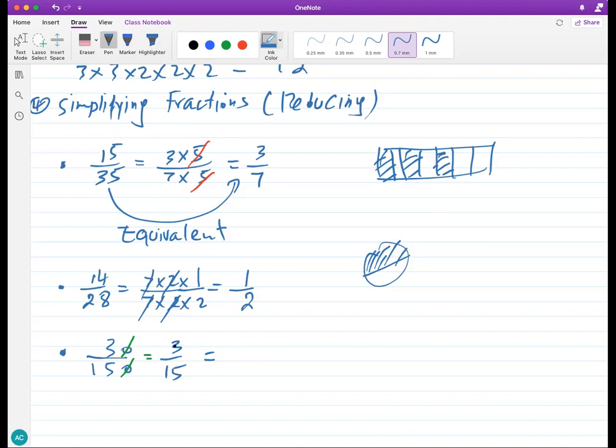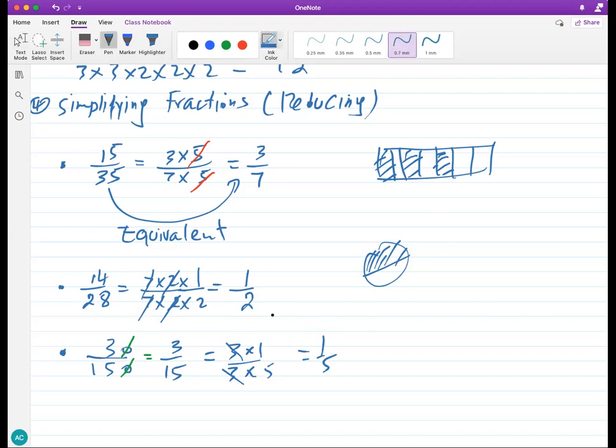And you can repeat again, so you can say this is 3 times 1, and that is 3 times 5. Cancel the 3s and you get 1 over 5. 1/5 is the same as 30 over 150. Again, this is something you can do easily. If you want to shade or cut something, you can easily do that.